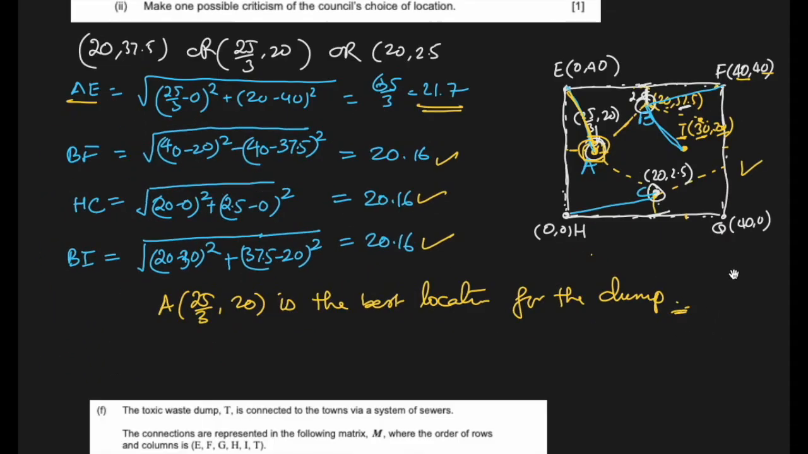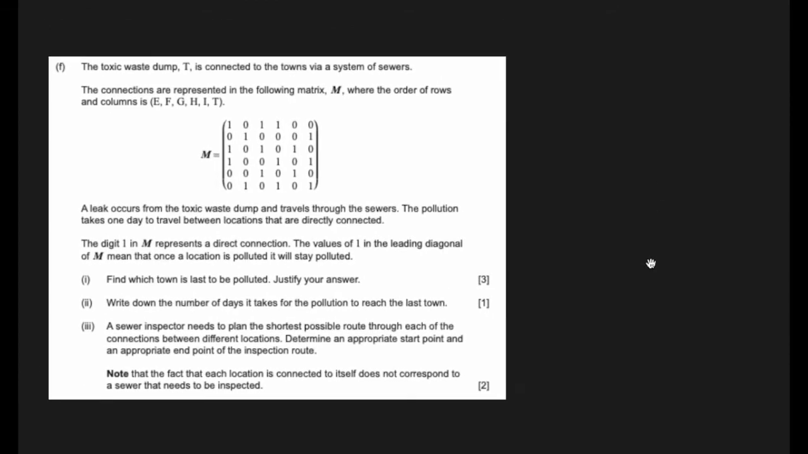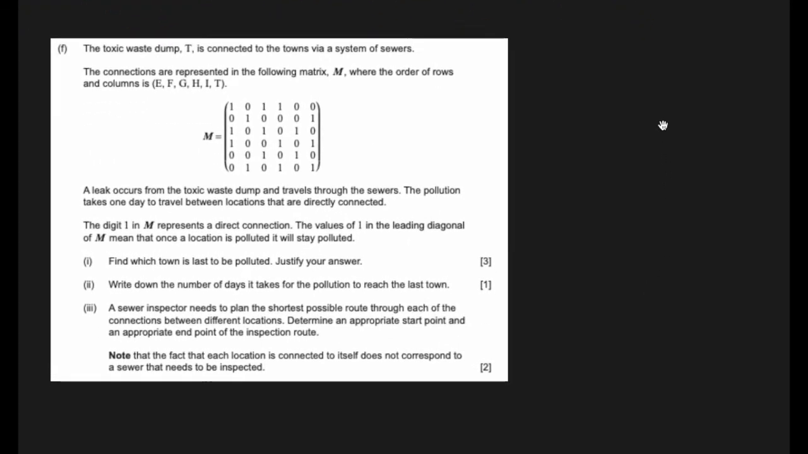Okay, what next? The toxic waste dump T. They're calling it not A anymore, they're calling it T. It's connected to the towns via a system of sewers. The connections are represented in the matrix, this one. If you notice here, 1, 1, 1, the diagonal is 1. That means each town is connected within, so that's why it is written as 1.